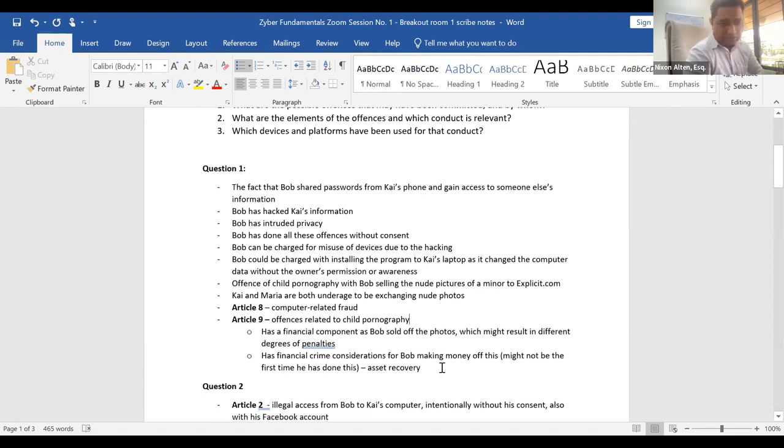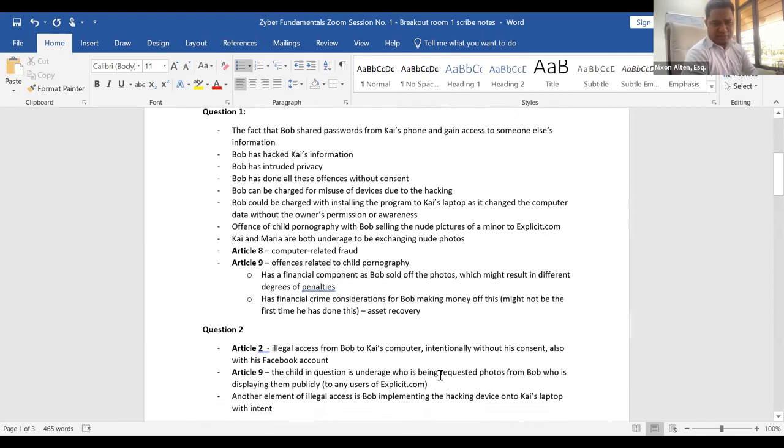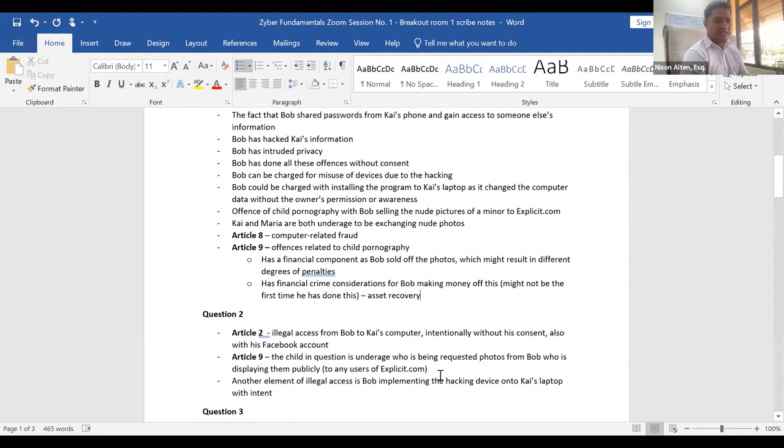And so we talked about illegal access, the fact that Bob shared a password from Kai's phone and gained access to someone else's information. That is illegal access, given that that information was obtained illegally and without consent. He hacked them, basically. Bob hacked them, intruded on privacy. Bob can be charged with misuse of device due to hacking. Bob could be charged with installing the programs on Kai's laptop. It changed the computer, the program, the software that he downloaded.